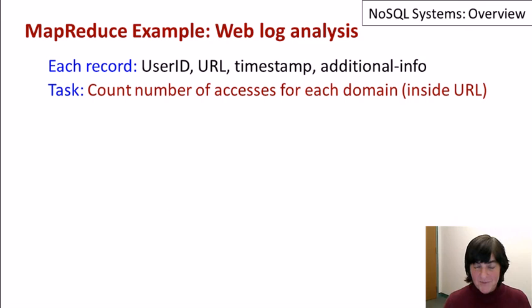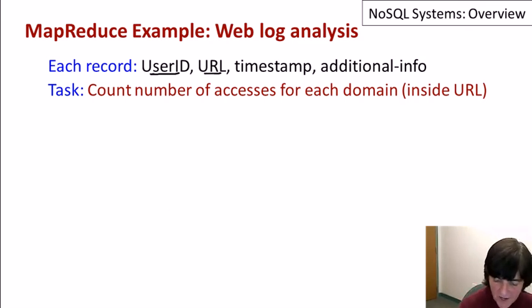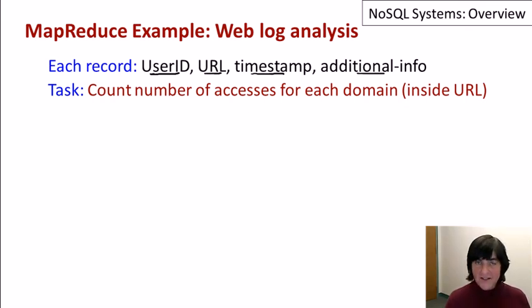Well, all of that is pretty abstract, so let's look at a concrete example. And let's go back to the domain that I introduced in the previous video of analyzing a weblog, where we have in each record a user ID, URL, the time of the access, and maybe some additional information. And let's start out with a fairly simple task, which is that we want to count the number of accesses for each domain, where the domain is inside the URL. So, for example, the domain might be the stanford.edu domain, where we have accesses to many different URLs with that domain. We just want to count how many accesses there have been to Stanford.